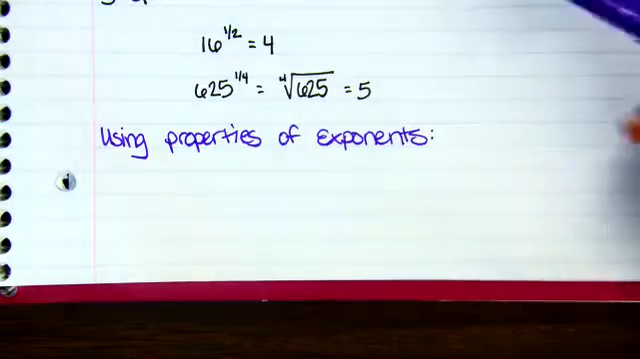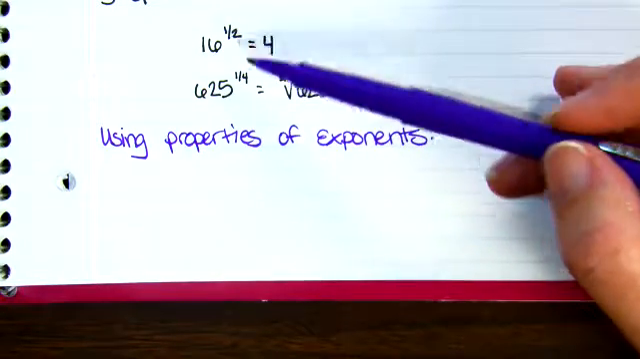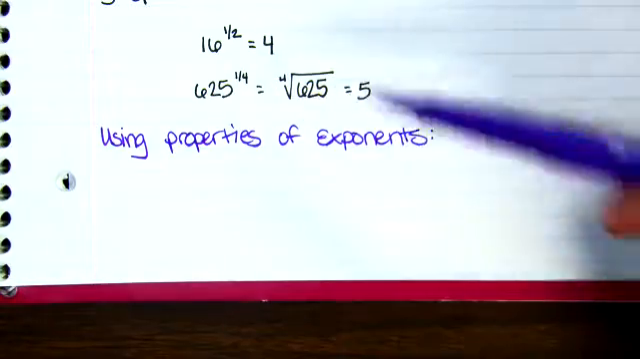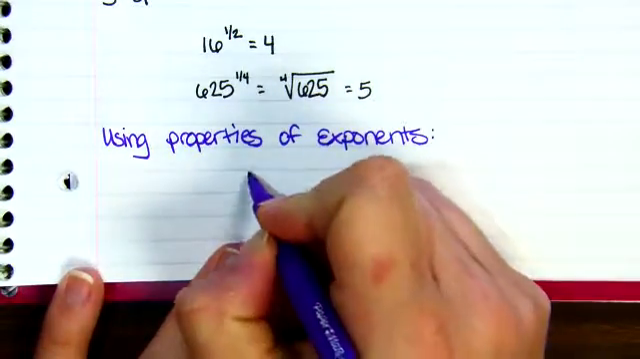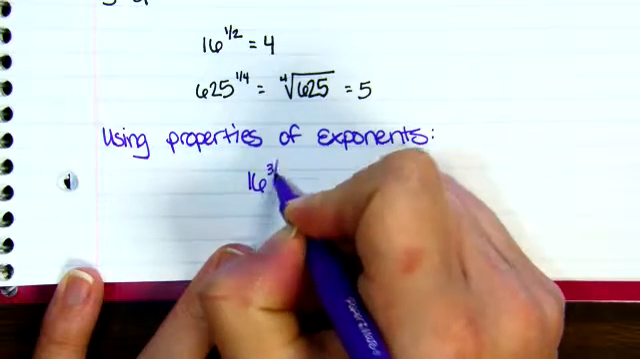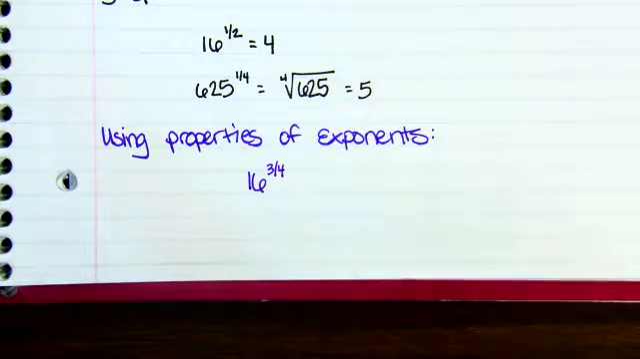Okay, so for the above ones, you'll notice our numerator was always 1. So this was just taking the square root. This was taking the 4th root. But we can have a rational exponent that takes it a step further. Now it's to the 3/4 power, 16 to the 3/4 power.